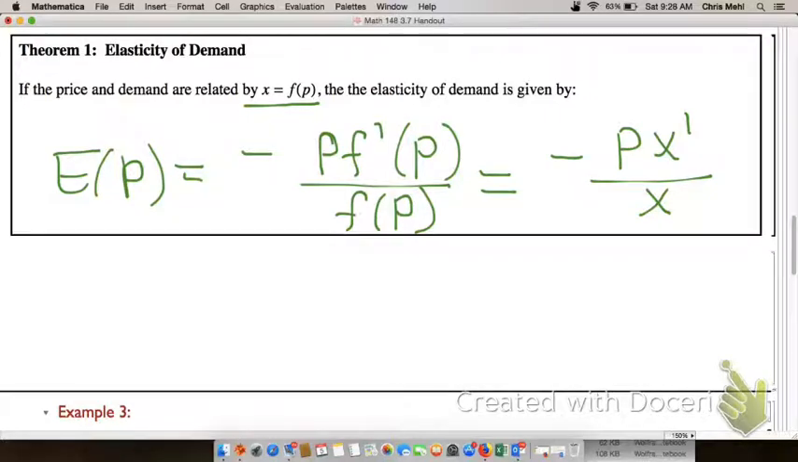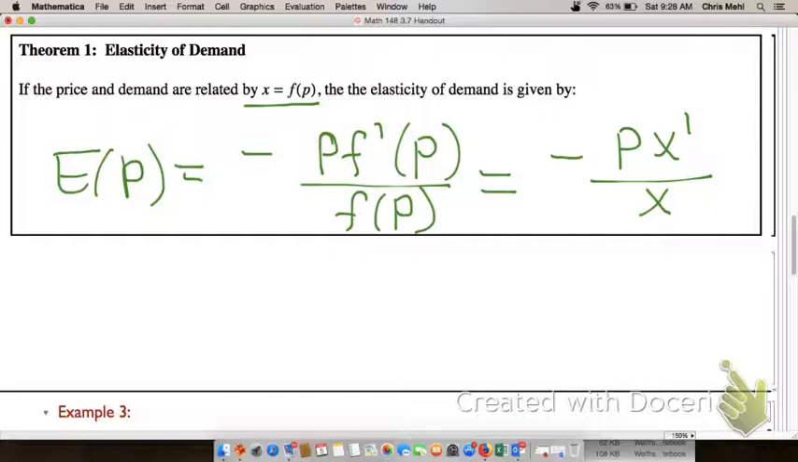One thing I should mention is the elasticity is supposed to be a measure of how sensitive the demand is to changes in price. Essentially what the elasticity is going to tell us is, maybe you want to increase your price. If we increase the price by a certain percentage, we'll be able to tell what percentage the demand is going to decrease by.